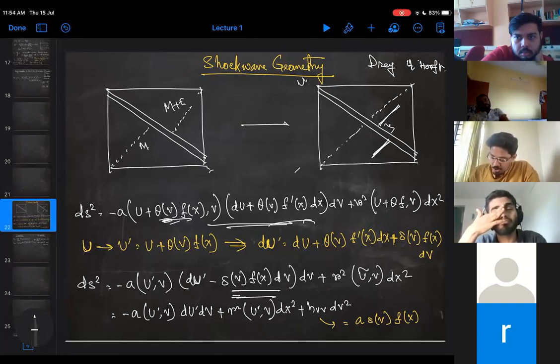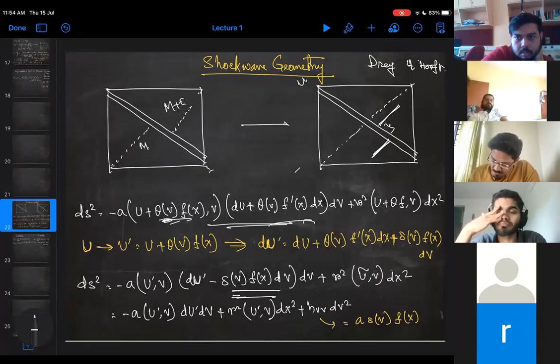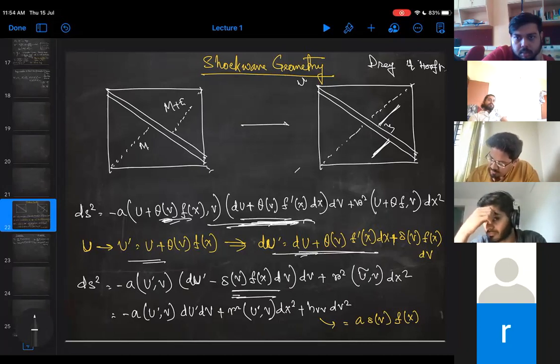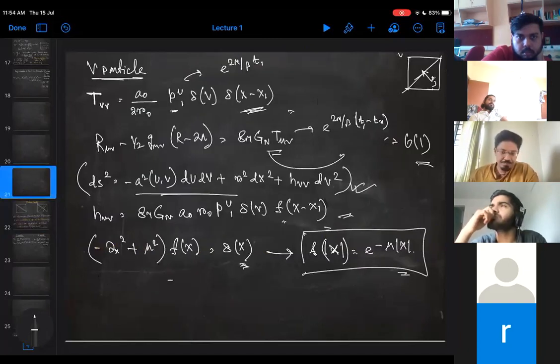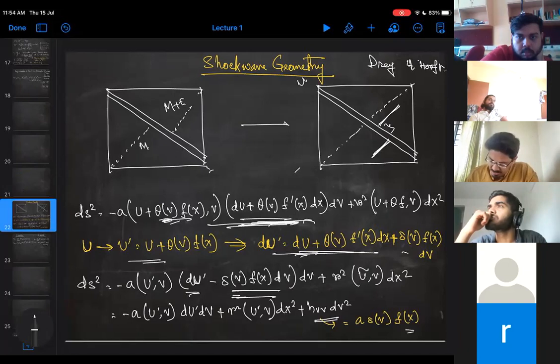So now we can do a simple coordinate transformation for this U. We can replace this term by dU prime minus this delta thing. Once you do that, you get this HVV dV squared factor, which is of the form delta V F of X, which we derived here. So this kind of geometry indeed corresponds to a shockwave geometry, and you can visualize it in any way you want.